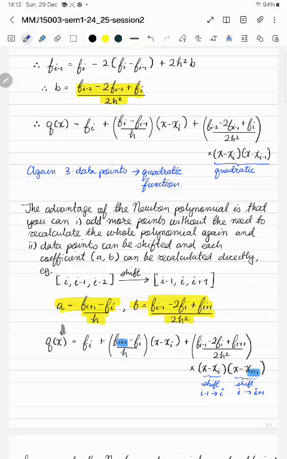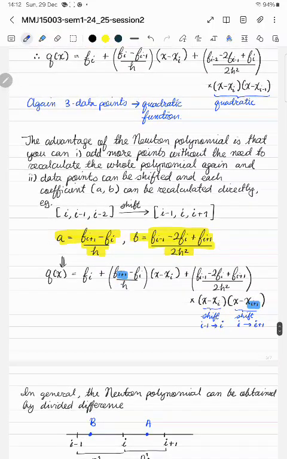our second data point, let's say we want to shift, this is a plus 1, sorry. So let's say we want to shift this point to plus 1. So i will be i plus 1, i minus 1 will be i, and i minus 2 will be i minus 1. So all you have to do, if you shift it, you only have to shift the coefficient.